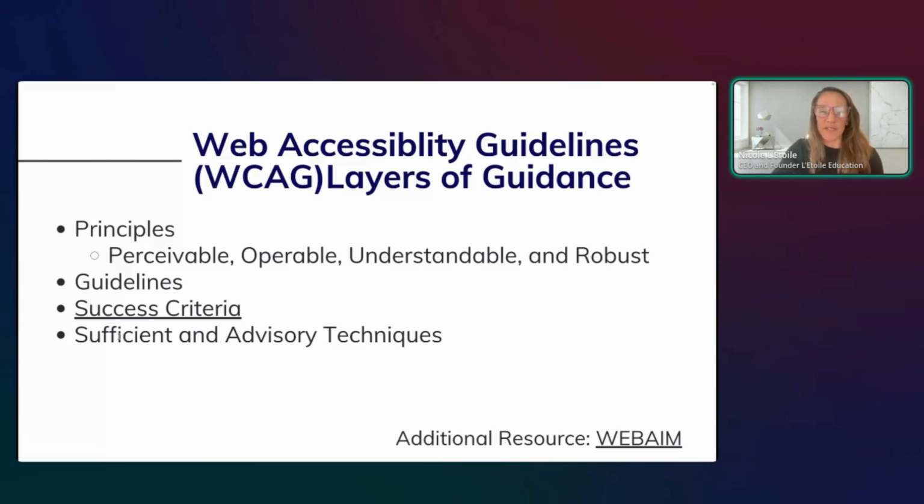And so within each of those, we have guidelines, and then within the guidelines, each principle is broken down into providing actionable advice on how to achieve the standard or the goal. And then we have success criteria, and we're going to look at those examples today. And then we talk about sufficient and advisory techniques. So there are some links in these slides if you want to go deeper, but I will go into success criteria today.